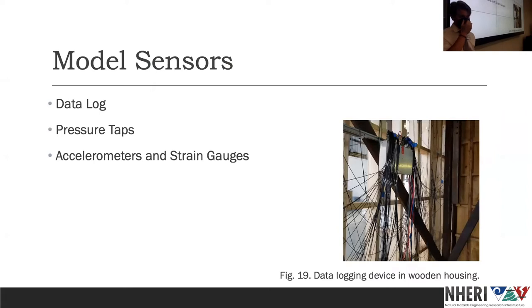Now, the way that we collected our data was by having a data logging system within the wooden housing. So in the steel structure, there's a data logging system that connects to pressure tabs, accelerometers, and strain gauges. The accelerometers and strain gauges are on the front on the curtain wall panels, and those obviously collect acceleration and strain data. But the pressure tabs are actually connected to the back of polycarbonate panels because those cannot attach to the panel without piercing it. So they must be put in the back to reduce the damage to the curtain wall.